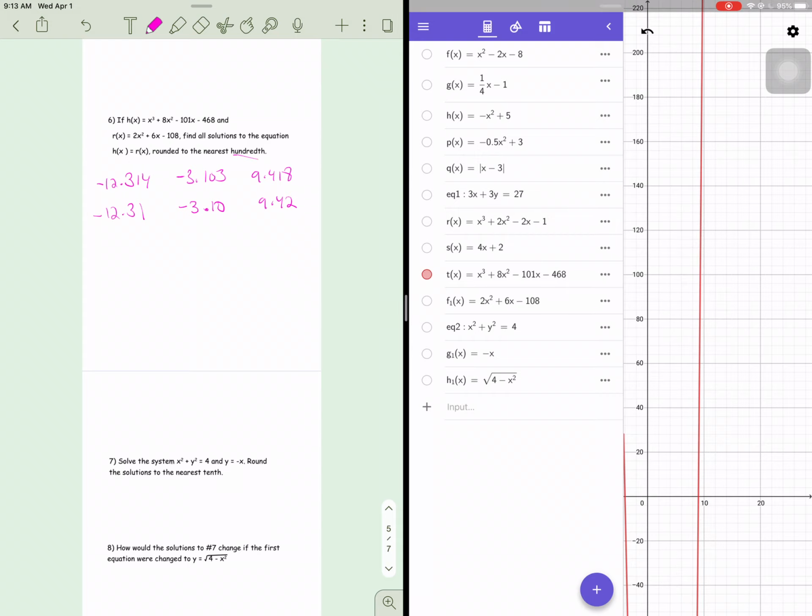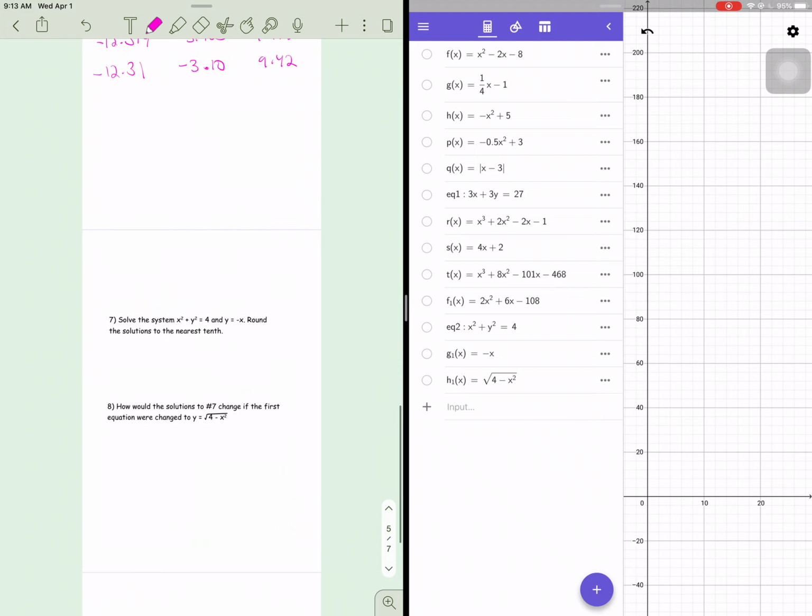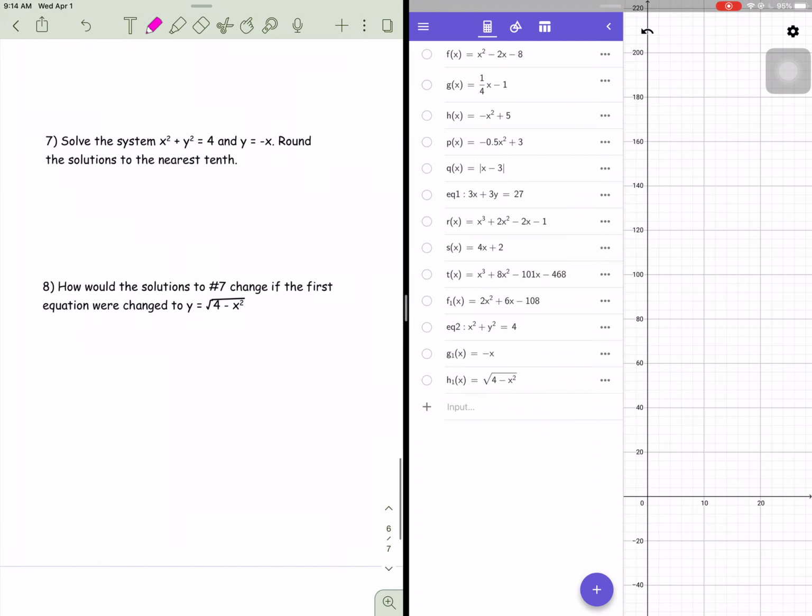Good. Okay, try the last one on your own and see what you come up with for number 7. Please don't just leave it blank because I did not do it. Just graph them and find the answers.